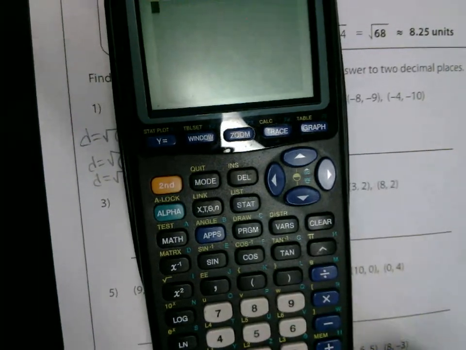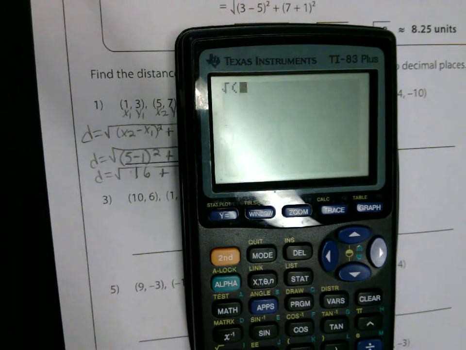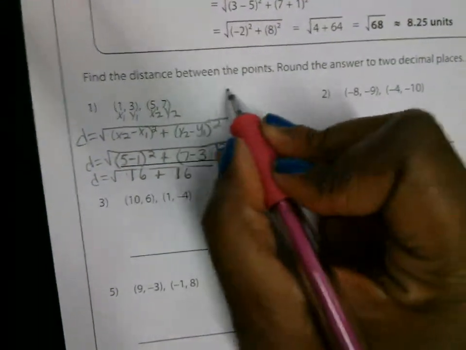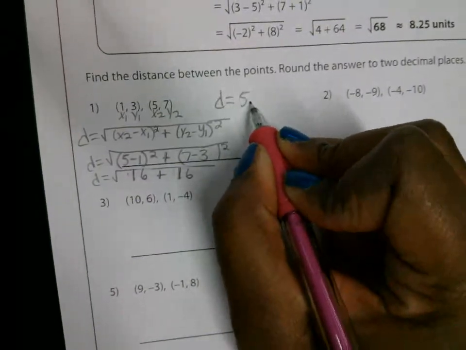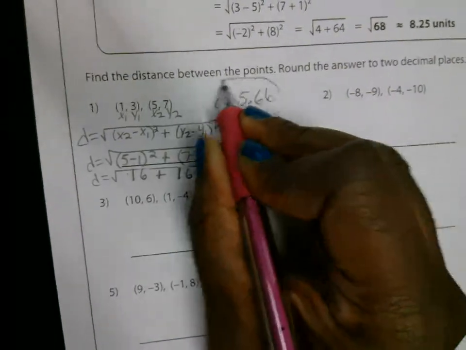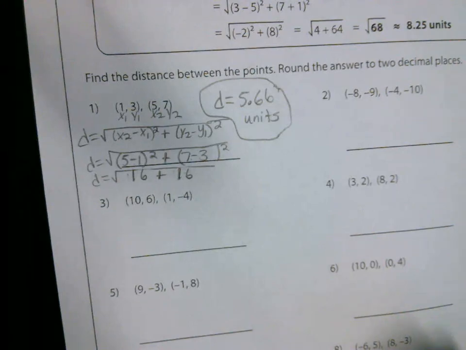How do you type in square root in the calculator? Second x squared. And what is that? What is the square root of 32? Let's round it to the nearest. Let's do 2 spaces behind the decimal. The nearest hundredths place. What would that be? Very good. So distance here is equal to 5.66. And we'll just do units generically because it doesn't say feet, inches, or anything like that. So we're just going to say units. So it's that many units away. Since we don't know the units, we're going to use the generic word units.